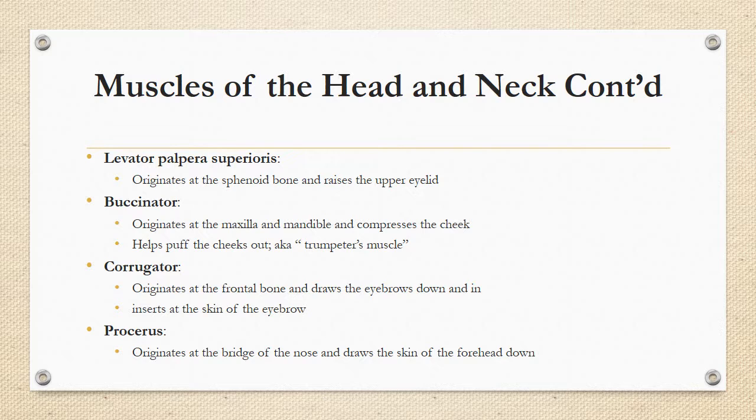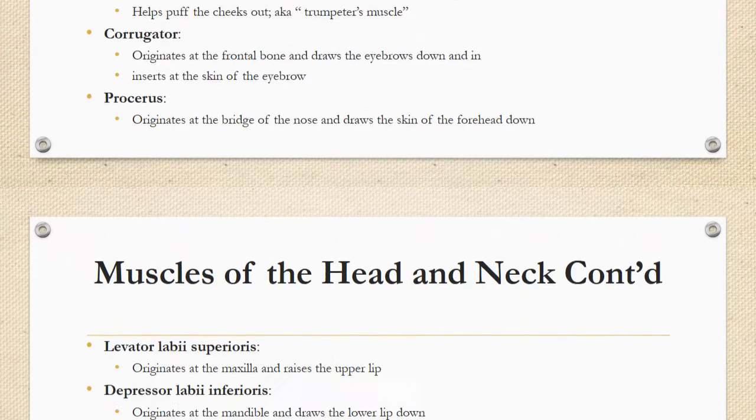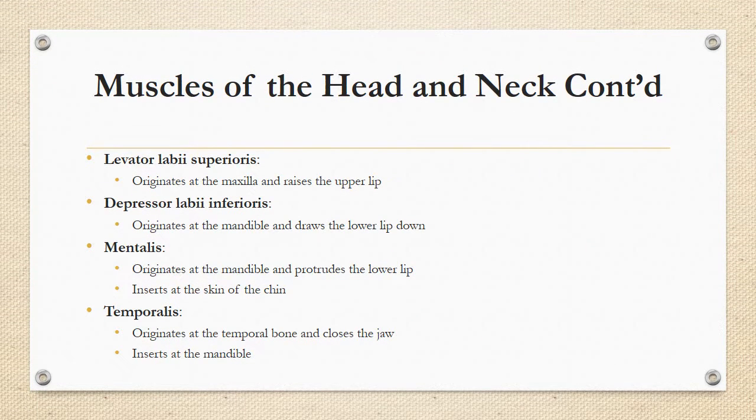Remember, inserts means attaches. The procerus originates at the bridge of the nose and draws the skin of the forehead down. The levator labii superioris originates at the maxilla and raises the upper lip. The depressor labii inferioris originates at the mandible and draws the lower lip down. Your mentalis inserts at the skin of the chin, but it also originates at the mandible and it protrudes the lower lip. Your temporalis originates at the temporal bone, as you would guess, and closes the jaw. It attaches at the mandible.